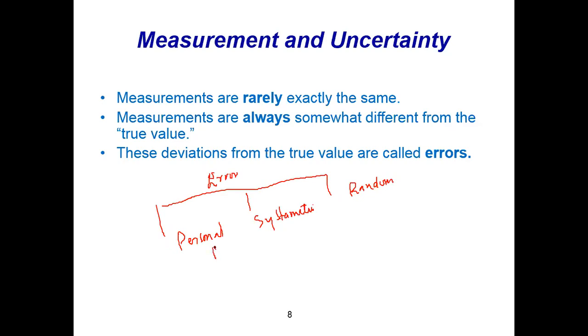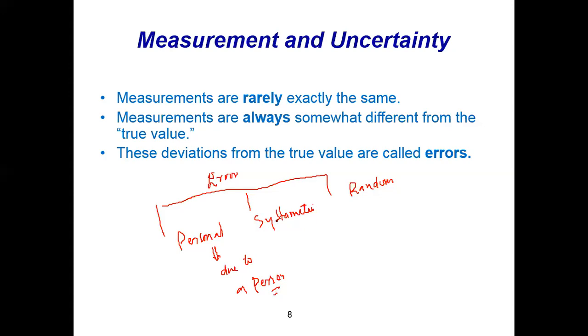Personal error is due to a person, for example untrained people. If the person performing the experiment doesn't know about the experiment, doesn't know how to use machines or electronic devices, there will be some error. That error is due to a person, so it is called personal error.